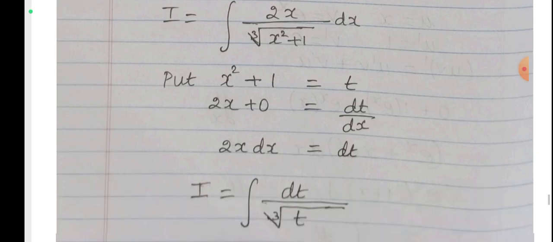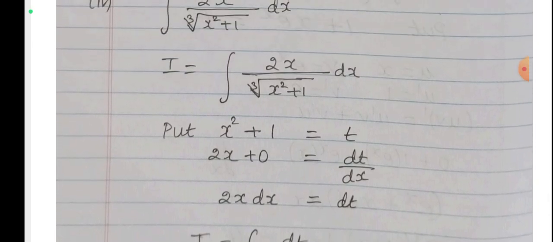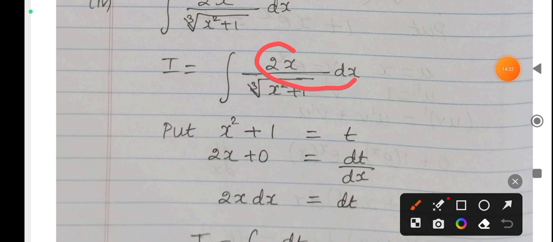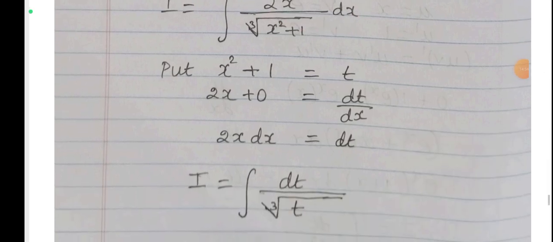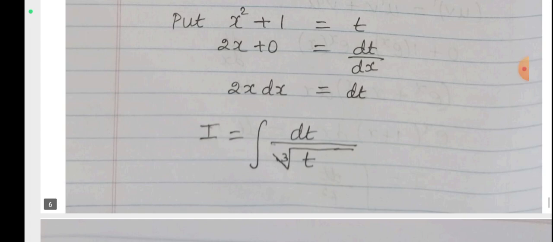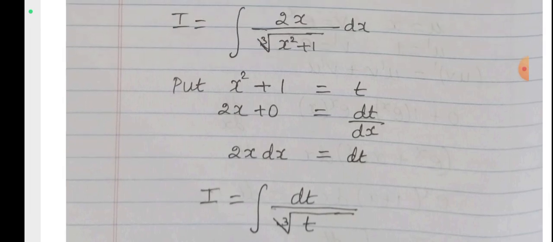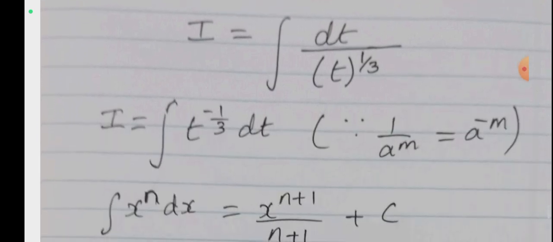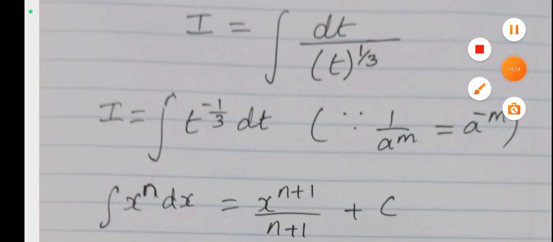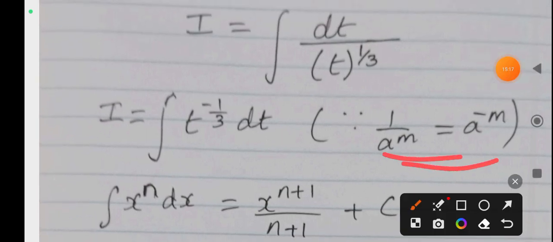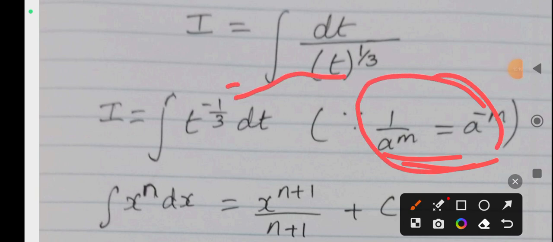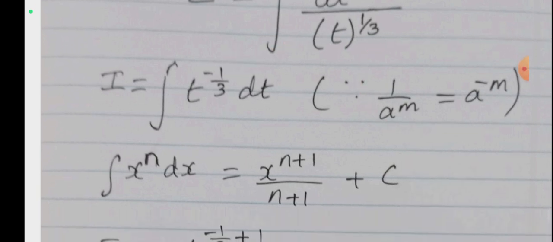So substitute: what is 2x dx? That is nothing but dt, so we get integral dt by cube root of t. Understood? Check, children. Cube root of x square plus 1. So cube root of t is nothing but t power 1 by 3, children. Correct? Check. Again 1 by a power m is a power minus m. So we can write it as t raised to the power minus 1 by 3.